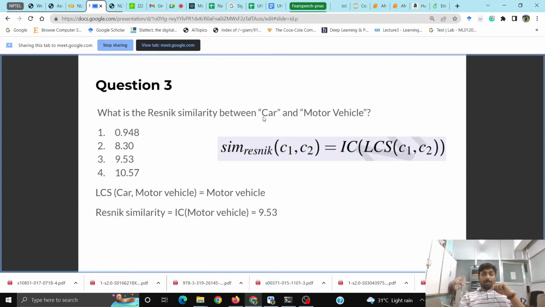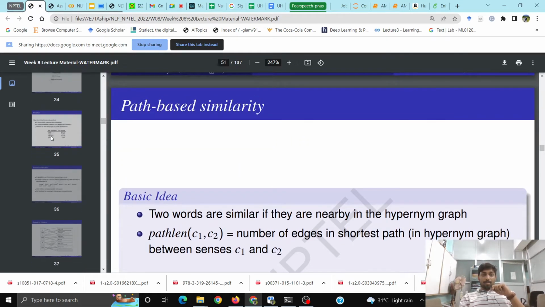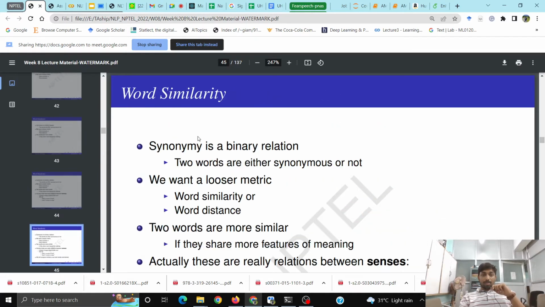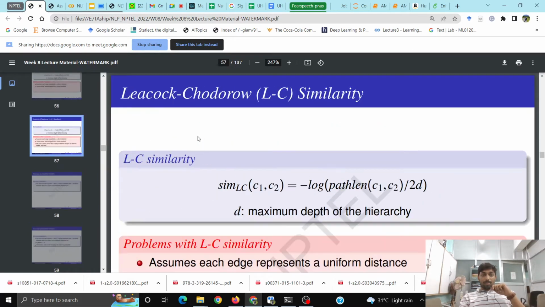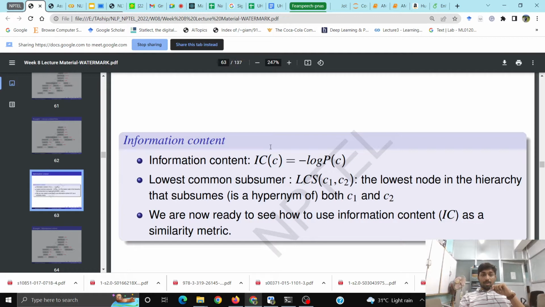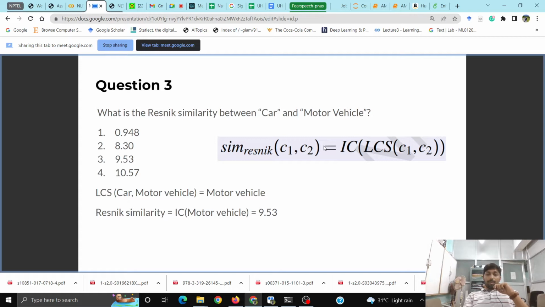So what we do in Resnik similarity, we first find the lowest common subsumer. So we have to find a common node which subsumes both C1 and C2. So that is the meaning of LCS. And IC is the information content, that information we already have.